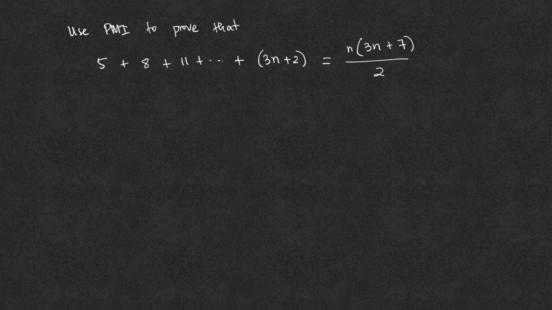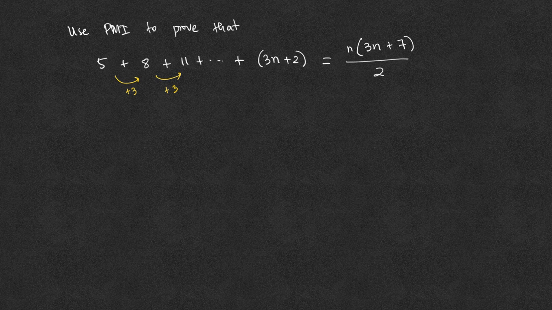Use the principle of mathematical induction to prove that 5 + 8 + 11 + ... + (3n + 2) = n(3n + 7)/2. Observe that the terms increase by 3 each time. The common difference is 3. 5 plus 3 is 8. 8 plus 3 is 11, and so on.